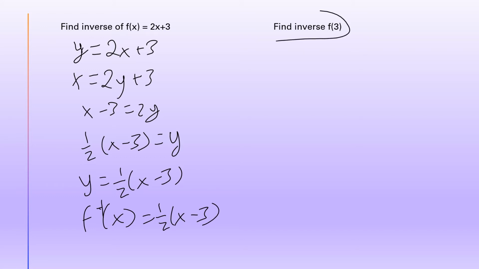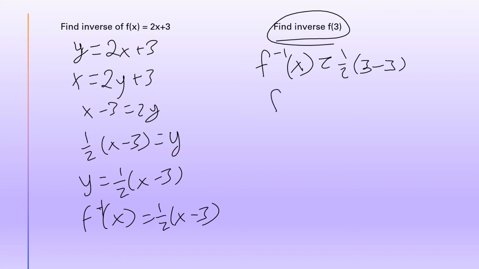Now find the inverse of f of 3. So what you do is you basically just replace 3 into the inverse of f of x. So that gives you inverse of f of 3 is just half times 0, which just gives you 0.